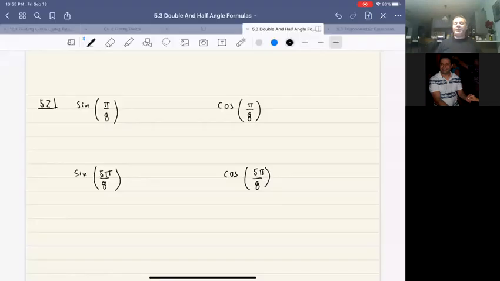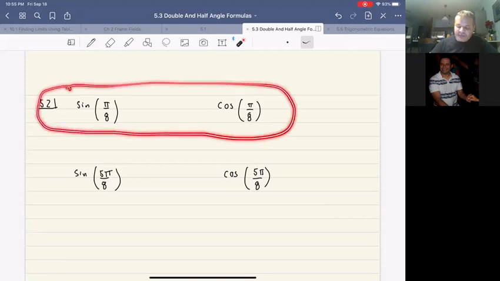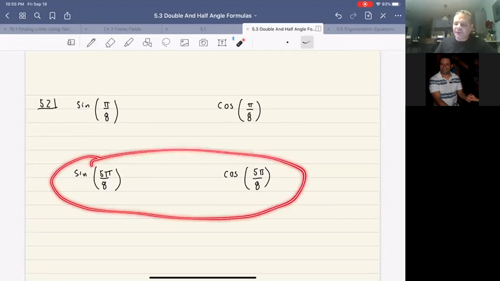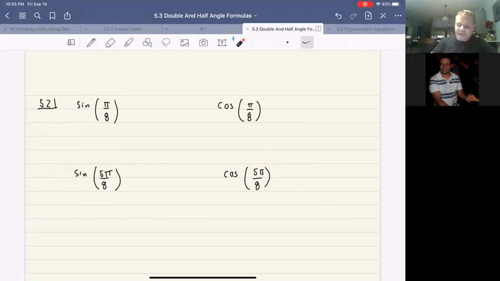All right, welcome back. So in this problem, we're going to start using the half angle identities. The actual problem we're given is number 52, which says sine of pi over 8 and cosine of pi over 8. But it's a little bit too basic. I mean, we'll get it and it'll be fine. But I want to show you something that goes on with this one too. So we're also going to do sine of 5 pi over 8 and cosine of 5 pi over 8.